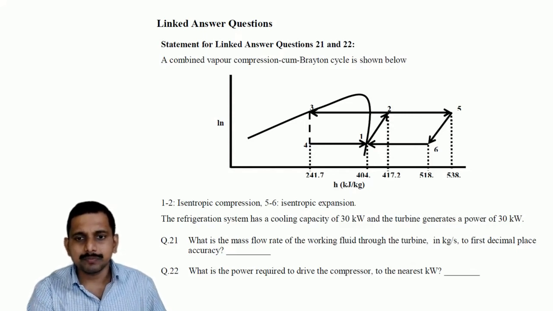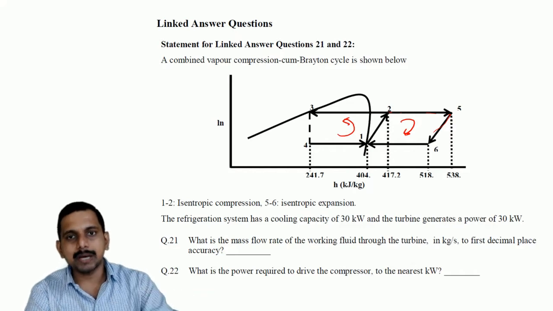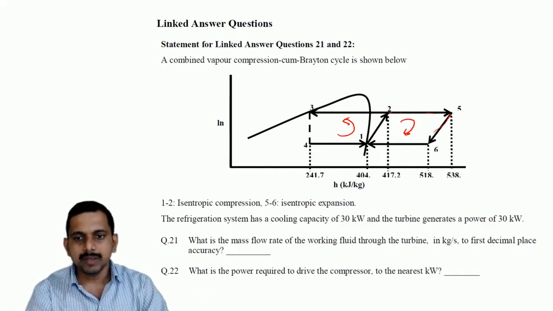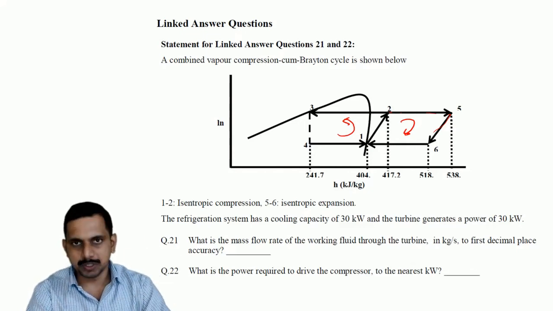Combined in the sense, here it is a Brayton cycle, which is a power producing cycle. When the cycle is going clockwise, it is a power producing cycle. When it is going anti-clockwise, it is a power absorbing cycle. So 1, 2, 3, 4 is a vapor compression refrigeration cycle, and 1, 2, 5, 6 is a Brayton cycle, which is producing power. Okay, so this has to be understood.